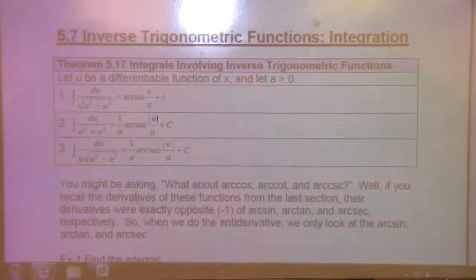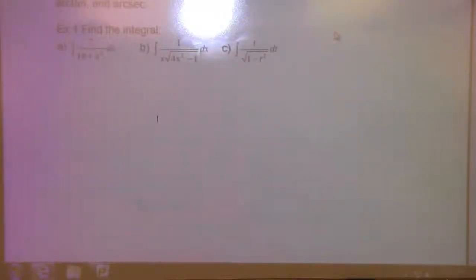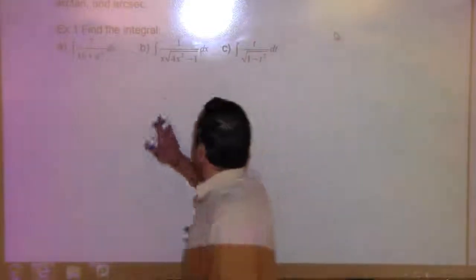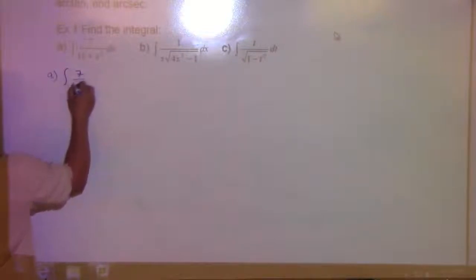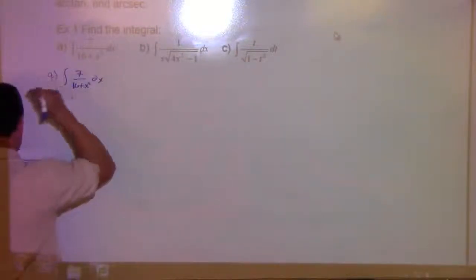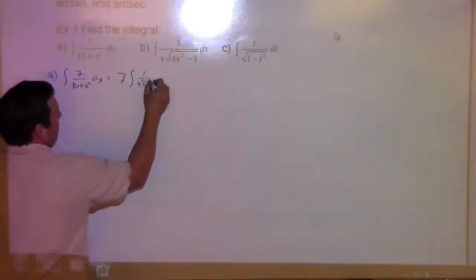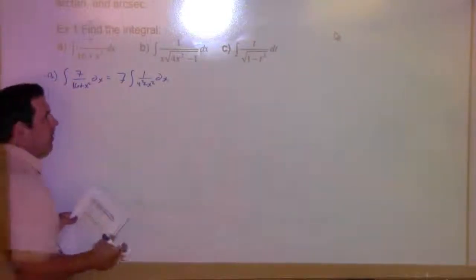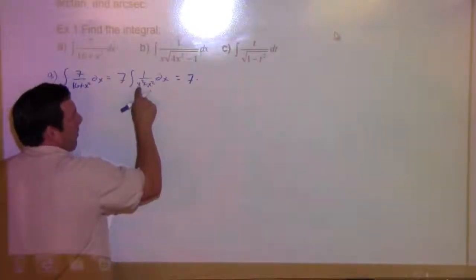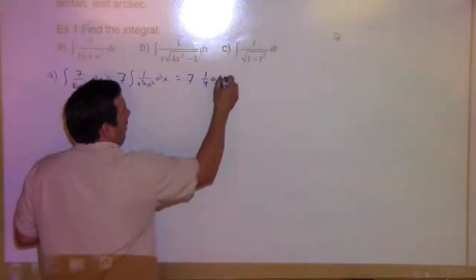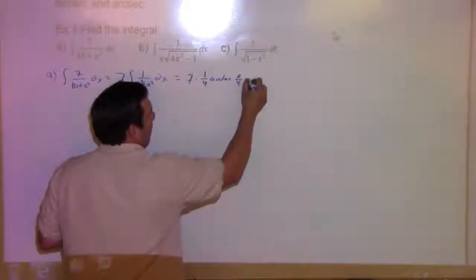Well, let's go ahead and do example 1 here. Let's just find the integral. So for a, it says integral of 7 over 16 plus x squared dx. Think of this as 7 times the integral of 1 over 4 squared plus x squared dx. And this fits in with our arctangent. 7 times, it's going to be 1 over a, our a is 4, 1 over 4 arctangent of the u, or u is just x in this case, x over 4 plus c.